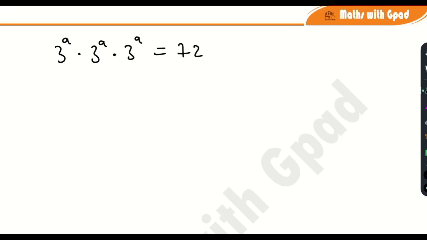In this video, we're going to be finding the value of a given this exponential equation. So let's start off by using one of the laws of indices. If you notice here, they have a common base of 3.